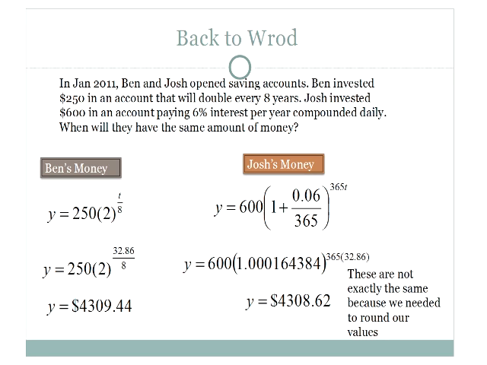Now, we can check that by plugging in the 32.86 into the time values. When we do so, we see that we are almost equal in value. The reason why we're almost equal is because this 32.86 is a rounded value. And that means that these will round to be $4,310 each. And that way we see that we have them correct.